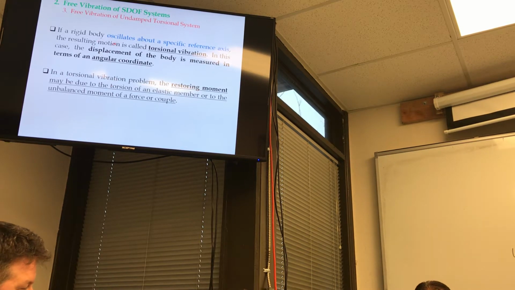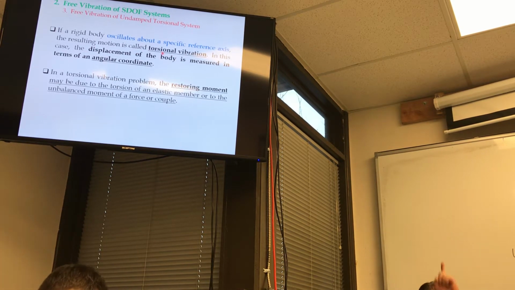So if a rigid body oscillates about a specific reference axis, the resulting motion is the torsional system. Because now you're rotating with respect to the vertical axis, we call that torsional. The displacement is not going to be an actual displacement, but an angular displacement, so we need an angular coordinate, which is like theta, for example.